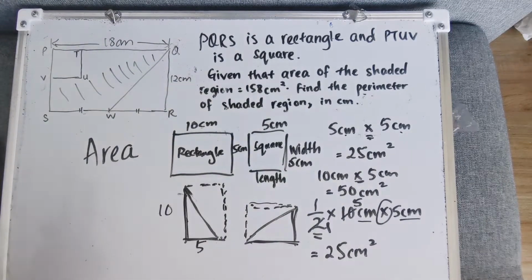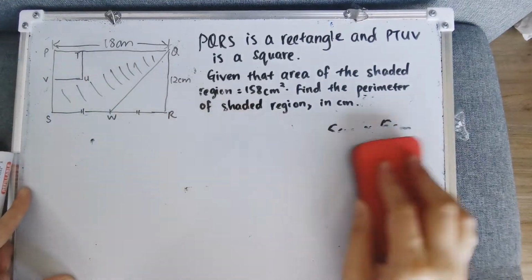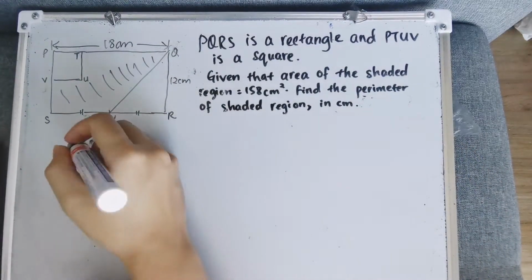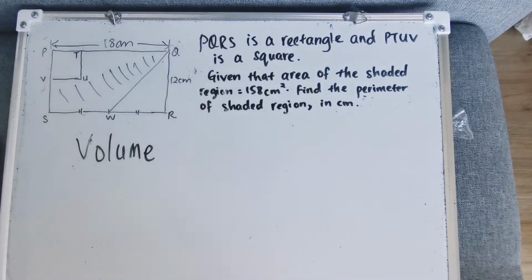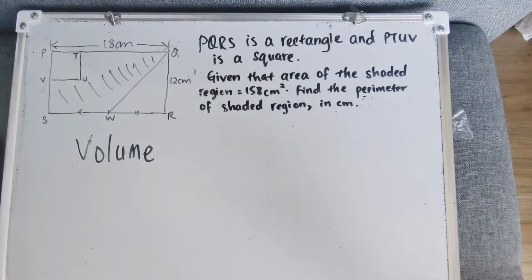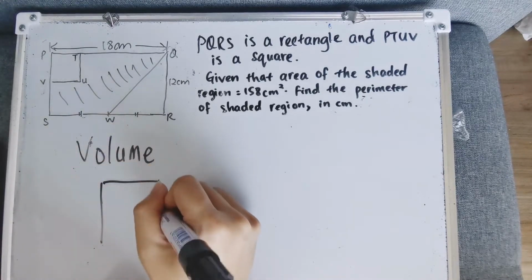The next one, you have to refresh your brain, which is your volume. Okay, you have to turn up your volume. In volume, in primary 4 until 6, you only learned your cube.